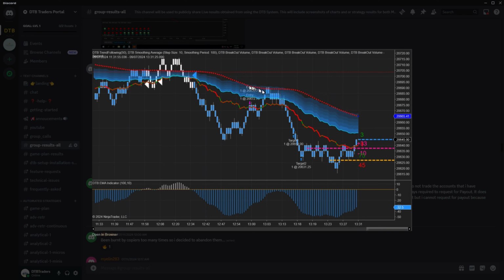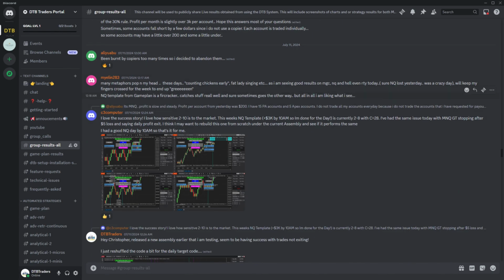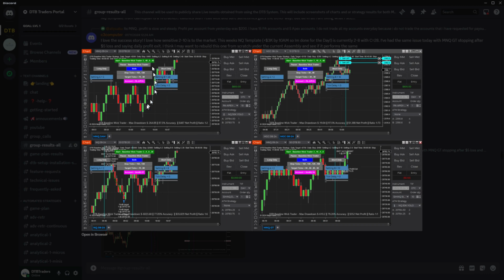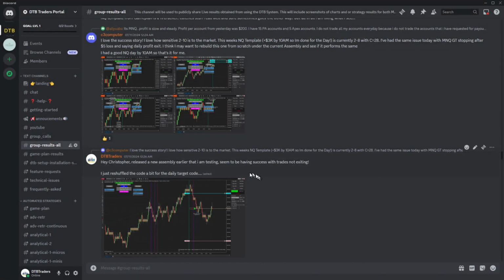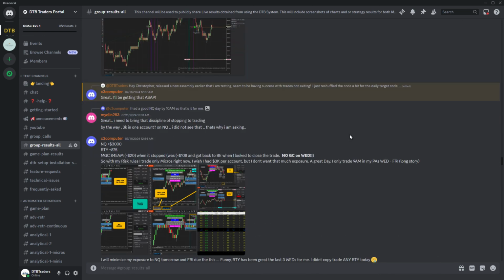Look at the phenomenal visual representation of where the support and resistances are. I mean, it's all there, right? Look at that. Beautiful, beautiful. And where are we? Okay, so there we go. Christopher, thank you so much. Kicking ass, absolutely kicking ass. There are huge returns being made here, which is absolutely phenomenal. There we go. Love it.